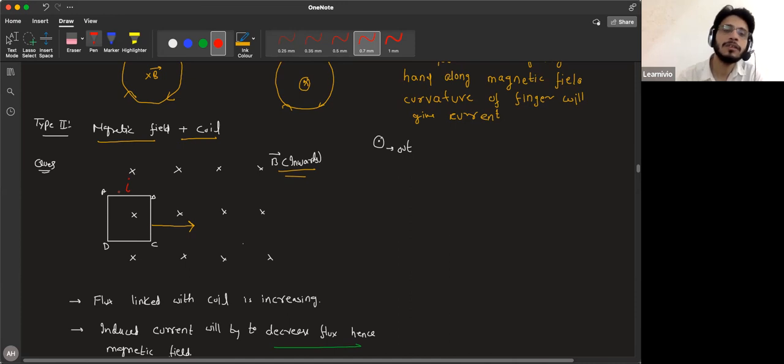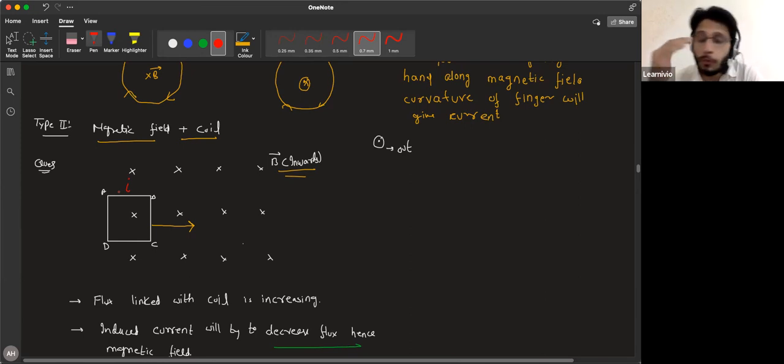No. See, the answer of Unib is correct. The induced magnetic field will be outwards. Can anyone explain why it should be outwards? The right hand thumb rule, sir. No. We don't know the direction of the induced current yet. How will you apply the right hand thumb rule? We don't know the direction of the induced current.